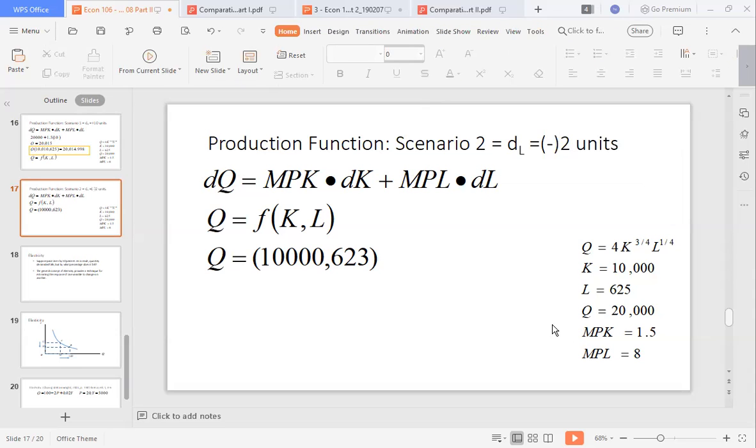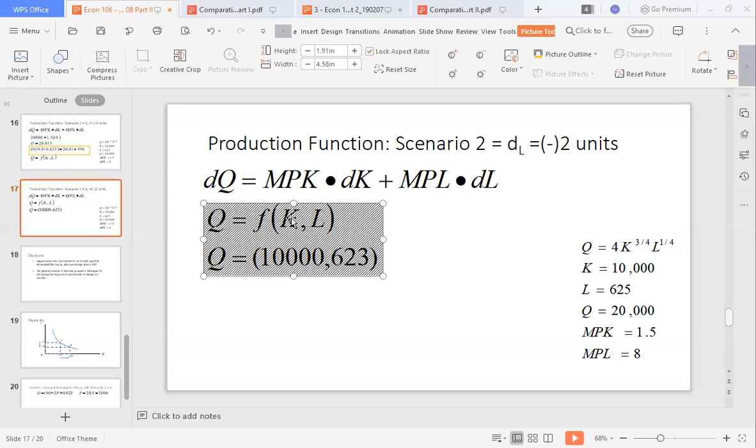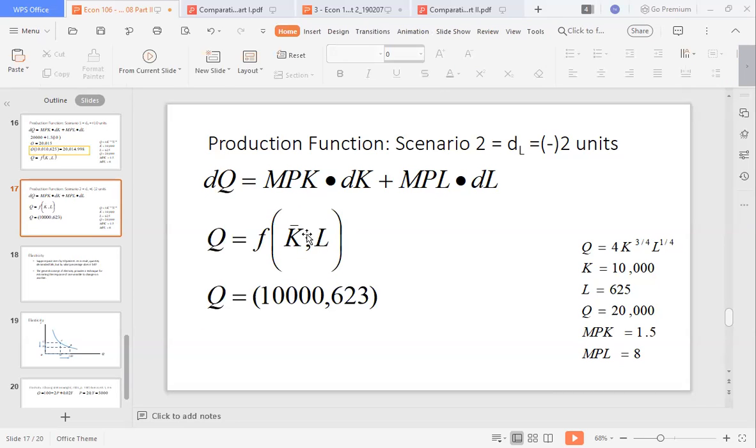Constant po ba yung capital, ma'am? Yes, good question. Let me also complete this one. We are holding capital constant here. So we're only allowing L to change. So that's why K is still 10,000 here and L is 623, meaning we only allow labor to change.